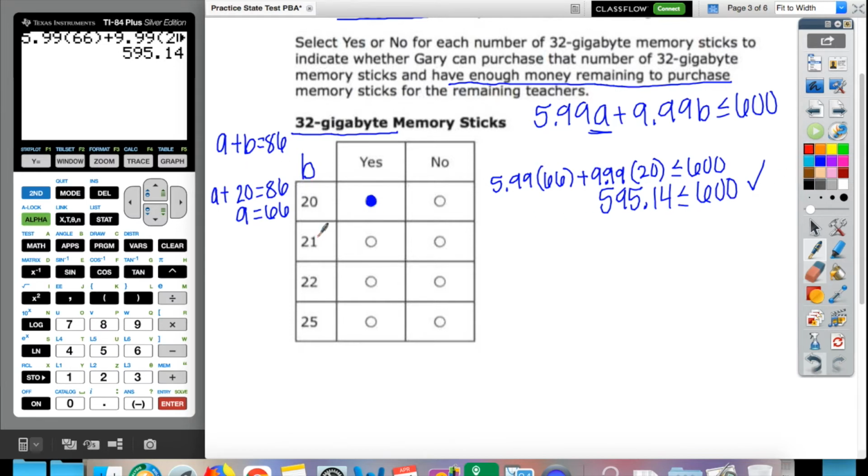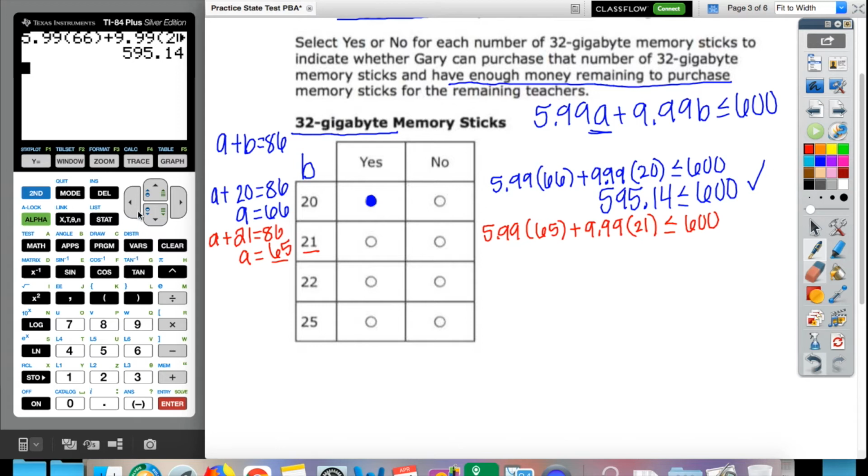Okay, what if B is 22? Sorry, 21. So I gotta find the leftover A because we don't have A. So I'm gonna do A plus 21 is 86. Subtract my 21 over, and A is 65. So then I can plug in 65 and 21. So 599 times 65 plus that 999 for the 32 gigabytes, which we have 21 of those, is less than or equal to 600. And then I can put it into my calculator.